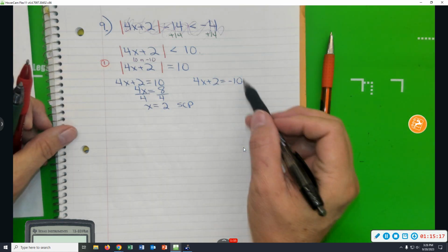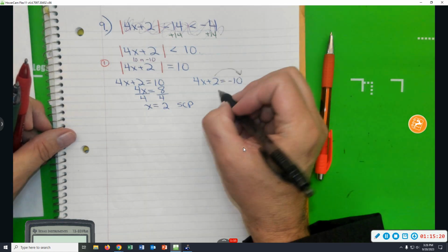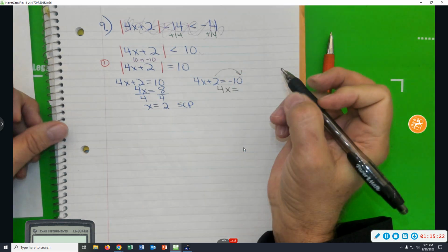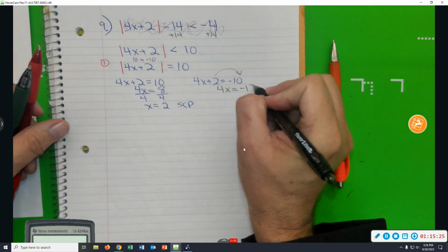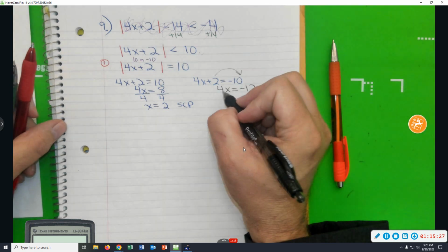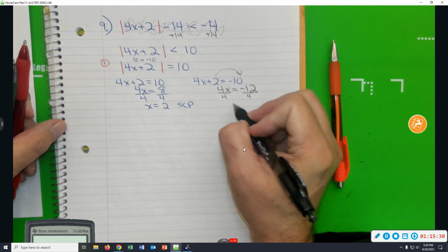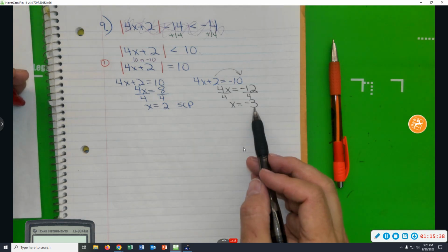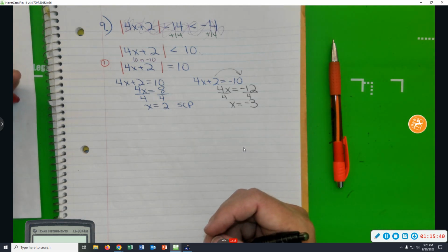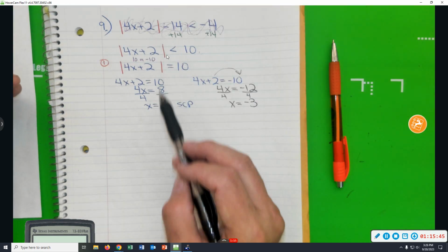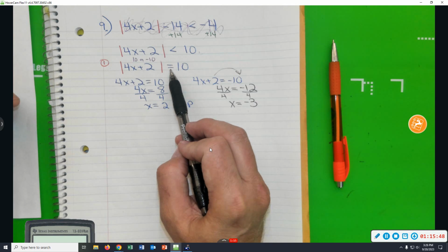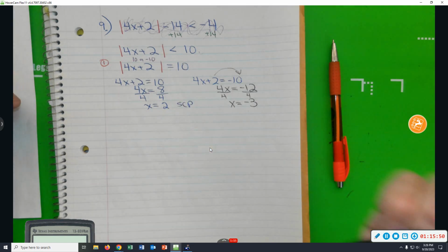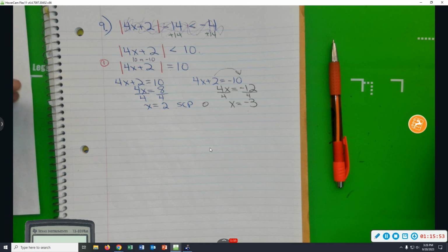So move the 2 over here. That's going to give us 4x equals negative 12. I agree. And then to give us x equals negative 3. How are we going to label these cut points? We have 2 cut points, 2 and negative 3. Open or closed? Open, because there's no equality. These numbers make the left side equal the right side. There's no equality bar up there, so these will be labeled open.